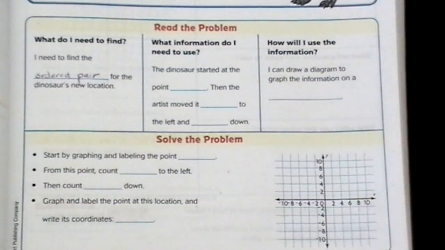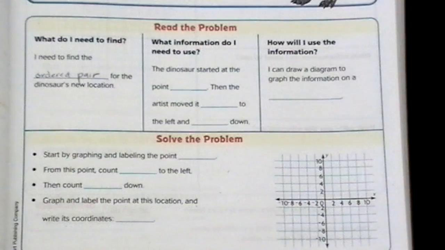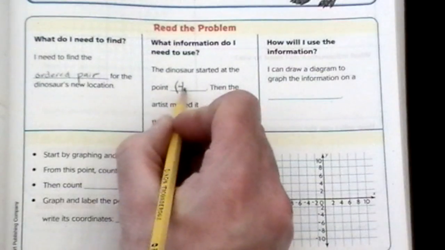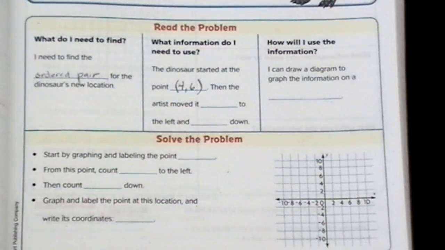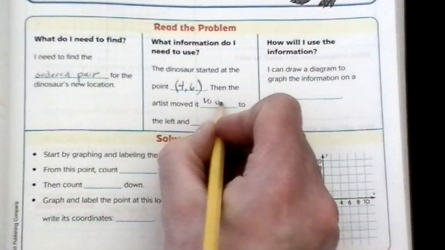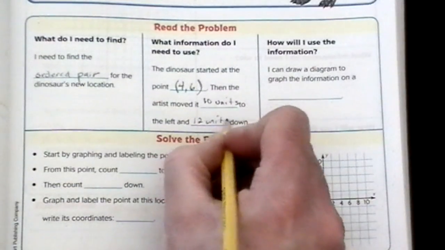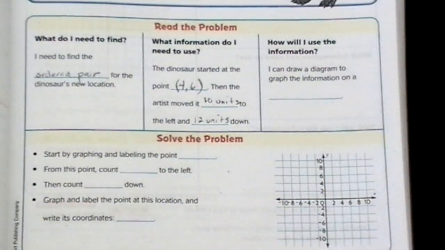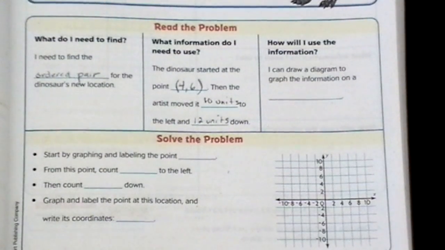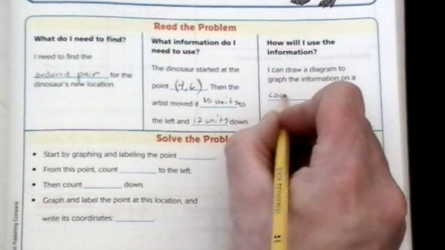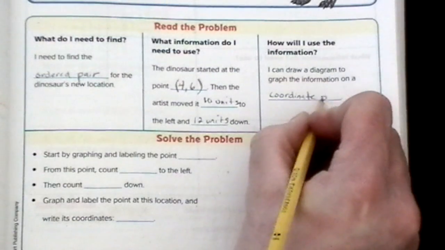The dinosaur started at the point blank, blank. And again, if I look back up in the text, I can see that the dinosaur started at point 4, 6. Then the artist moved it blank to the left and blank down. Well, the artist moved it 10 units to the left and 12 units down. How will I use the information? I can draw a diagram to graph the information on a coordinate plane.